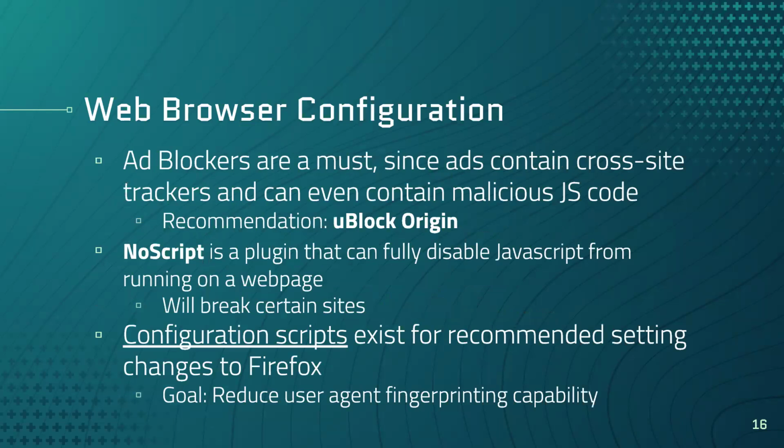Okay, I'll go a bit more into web browser configuration. I always recommend ad blockers simply because a lot of ads can contain cross-site trackers. And there even are examples of ads that do contain malicious JavaScript code. For example, if you click on the ad, it can run JavaScript that could install something to your device. Security has been getting better about that, but it's still a possibility that there's malware inside those ads. My recommendation for that is uBlock Origin, which is supported on the Firefox browser.